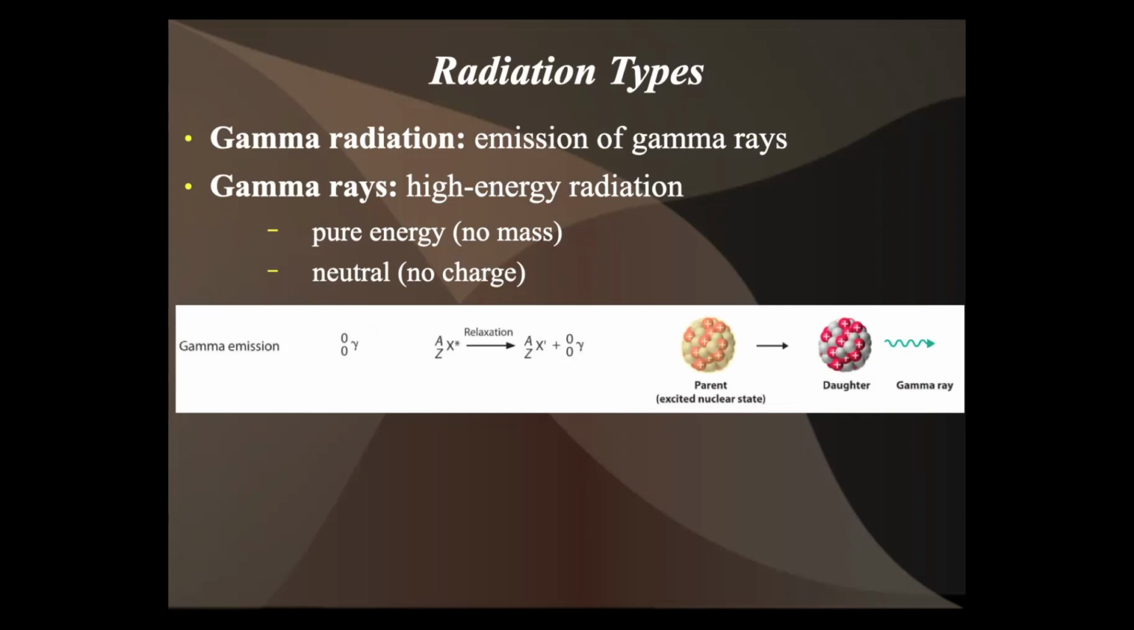The symbol for gamma radiation, you can see that this is a Greek letter. It looks like a Y, and you can see 0, 0. So there's no protons, no neutrons. It has no mass to it. So we write the symbol as 0, 0, and then gamma is the Y symbol. Basically, it's just a Y, just like a curly Y.